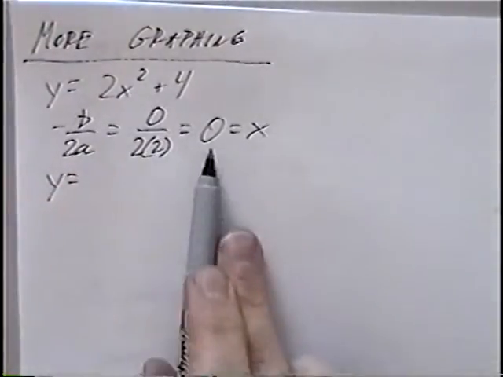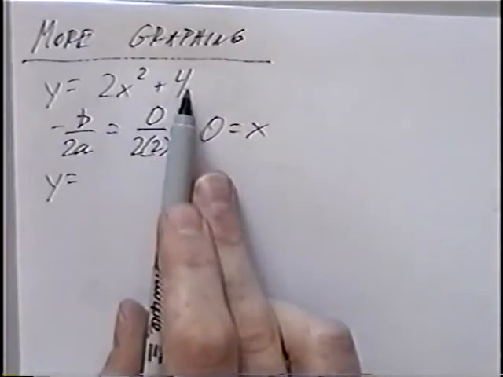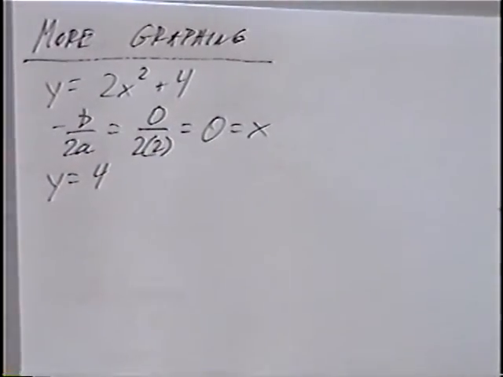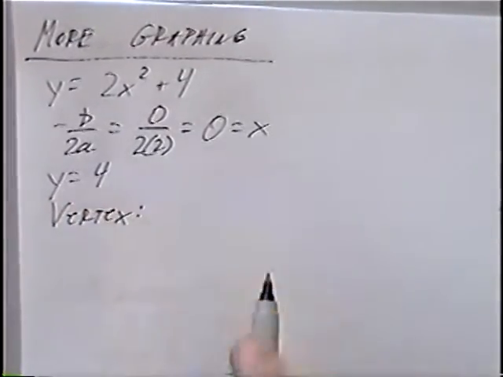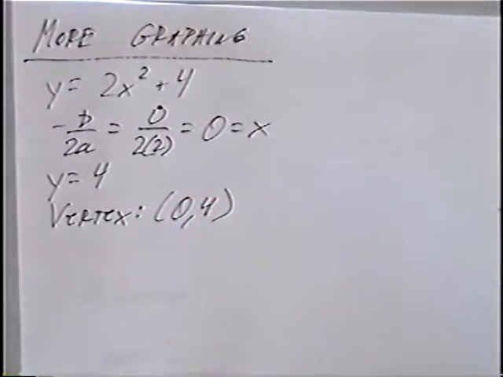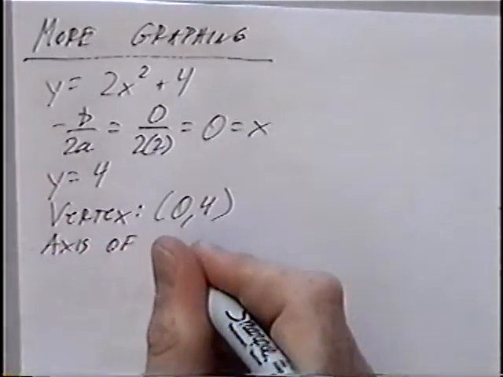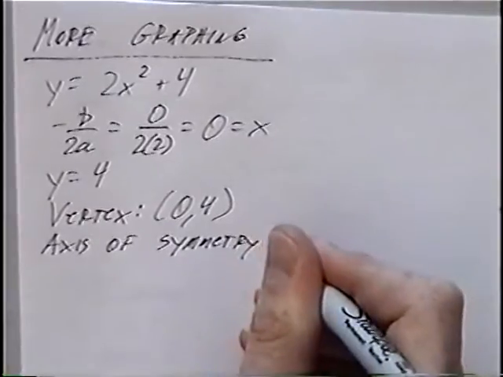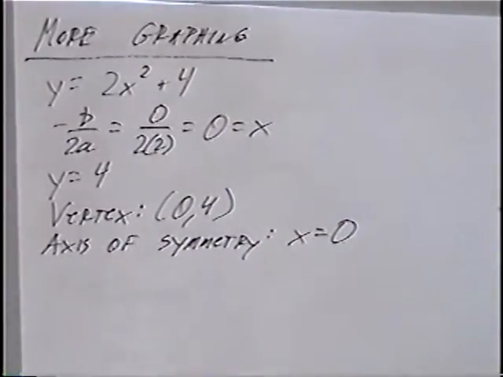Find the y value, we'll plug 0 in. 0 squared would be 0, times 2 would still be 0. Adding 4 to that, our y value would be 4. So for this question, our vertex, make it a point. X is 0, y is 4. That would be 0, 4. The axis of symmetry, again, is the same as the vertex, just the x value though, not the y value. X is 0, so our axis of symmetry is x equals 0.